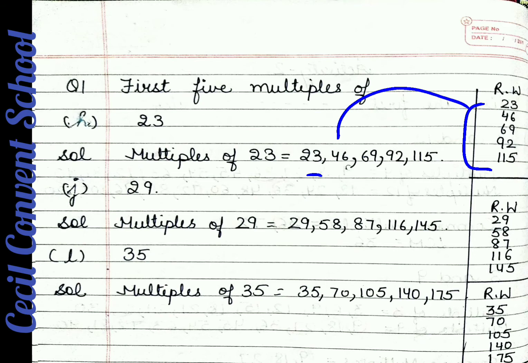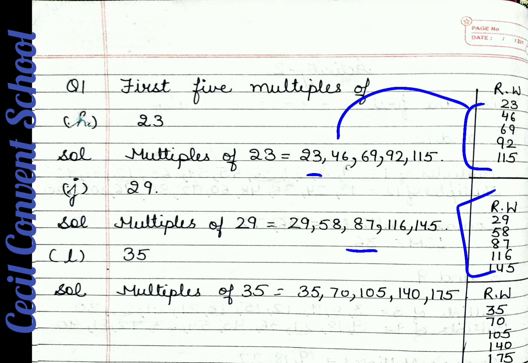Now students, we do question number 1, J part, 29. Multiple of 29 is 29. Then 29 twos are 58. I have written in rough work also. You also write like this manner. 29 threes are 87. You can multiply in the rough work and then write down if the numbers are big.